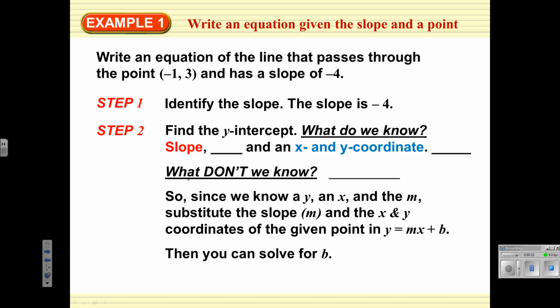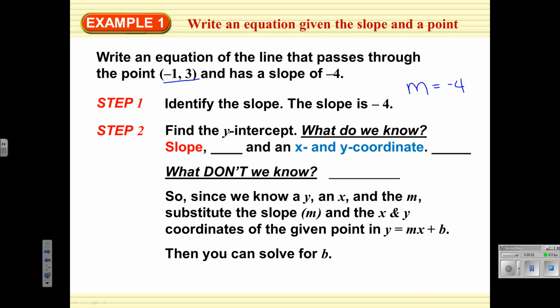So now we're going to write an equation of the line that passes through this point right here and has a slope of -4. Hopefully my ink will work. There we go. So the first thing obviously is identify the slope. They've already told us the slope is -4. So our m is -4.